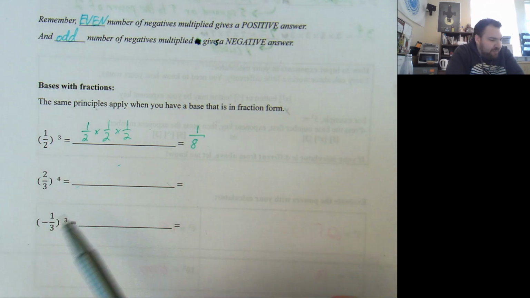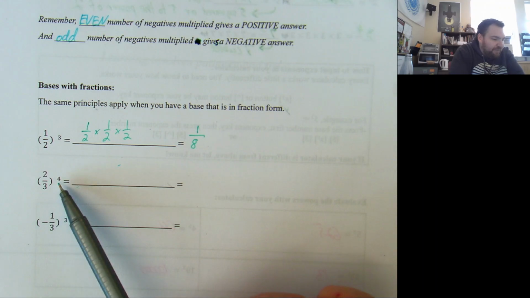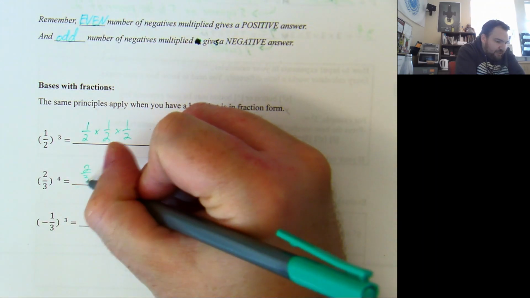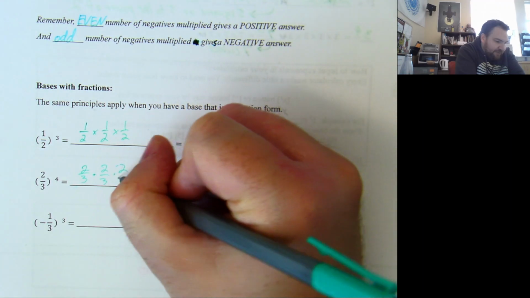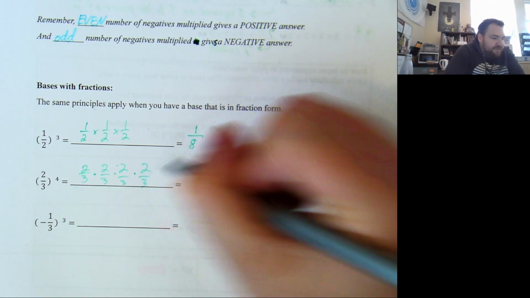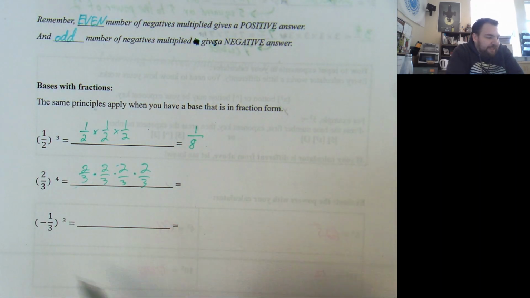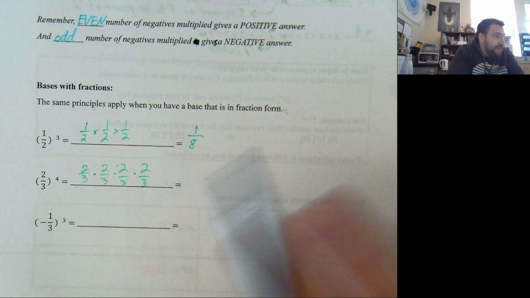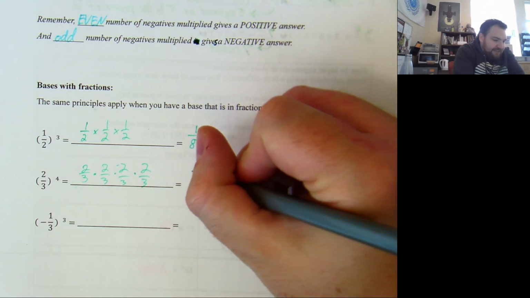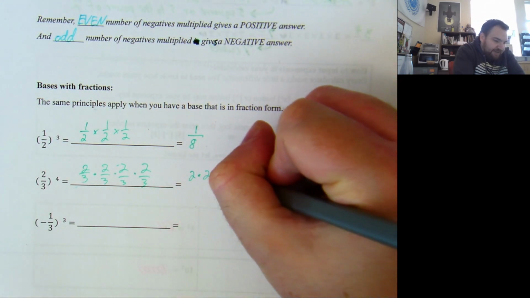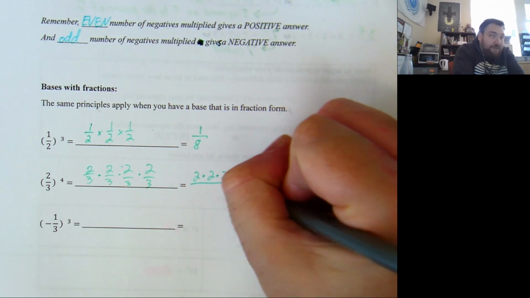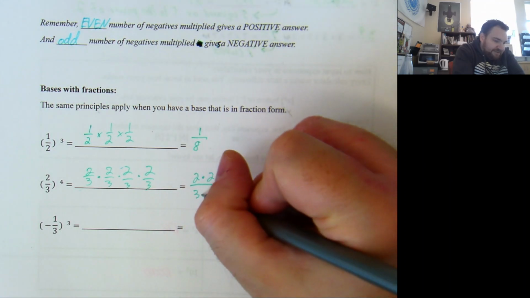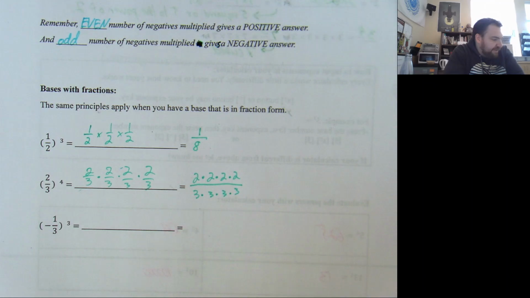Okay, so next one. 2/3 to the power of 4 is 2/3 times 2/3 times 2/3 times 2/3. I'm just repeatedly multiplying by whatever the base is, as many times as the exponent says to. But if you look at what's going on here, when I multiply fractions, I just multiply everything in the numerator and I multiply everything in the denominator. So I'm going to write this out. This is going to be 2 times 2 times 2 times 2 all over 3 times 3 times 3 times 3.